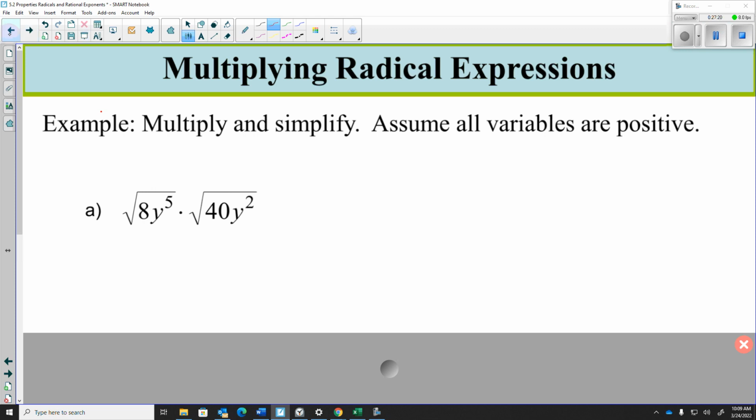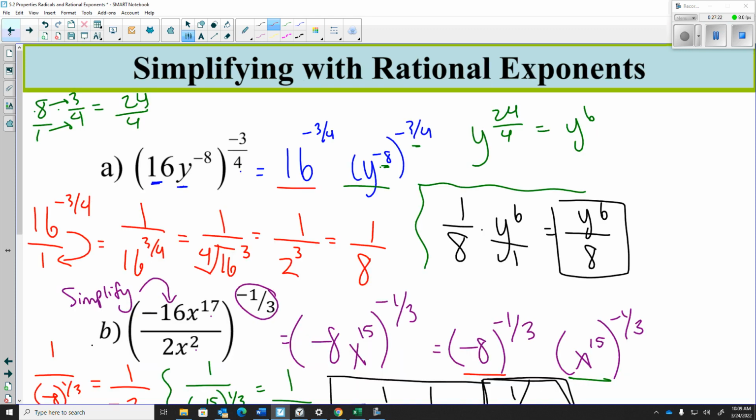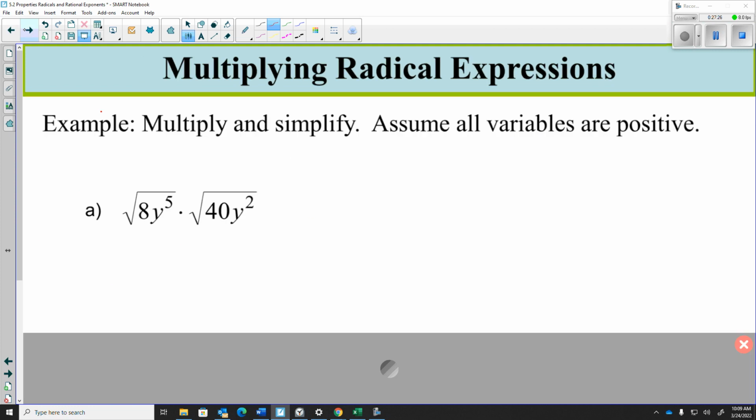What did we always start doing? What was our first step on these? Separating, right? What do you know about these? They're already separated. Does 8 have a square root? No. Does 40 have a square root? No, it doesn't. But we can simplify. So maybe, let's put them together.